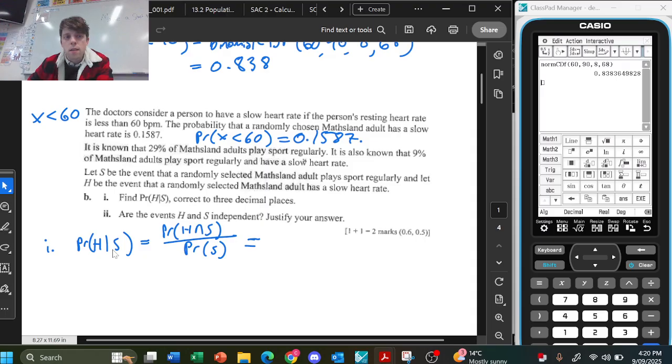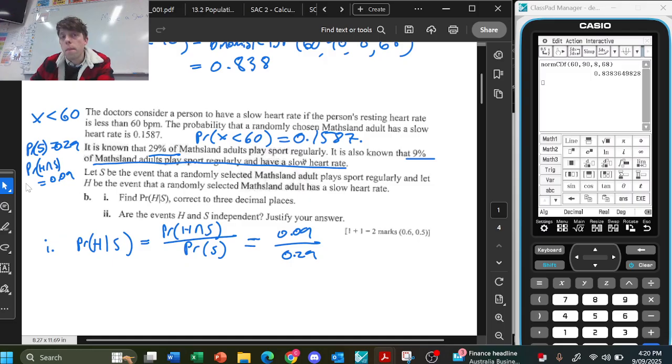It's known that 29% of adults play sport regularly, and it's also known that 9% of these adults play sport regularly and have a slow heart rate. So what are these things? So this 29%, that is the probability that someone plays sport regularly. So the probability of S is 0.29, and also the probability that they play sport regularly and they have a slow heart rate, so that is H and S, is equal to 0.09. These are the things that we need to answer the question. So that's this result here, that they play sport regularly and have a slow heart rate. And then this 29%, that is the probability that they play sport regularly.